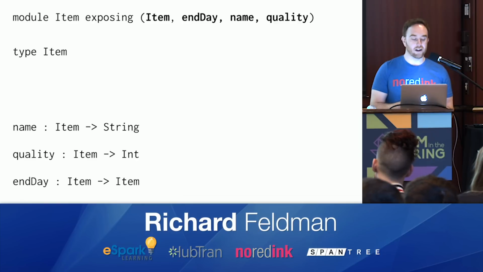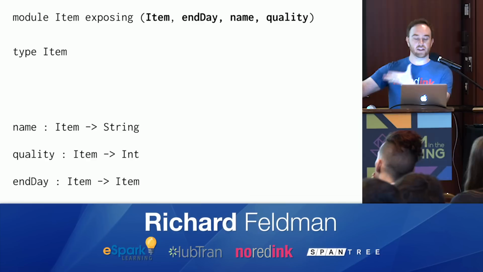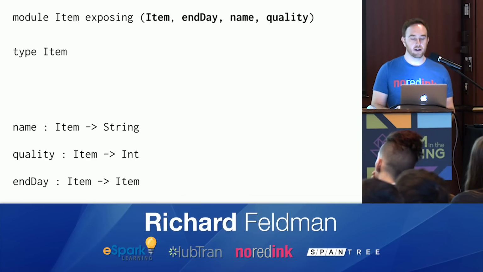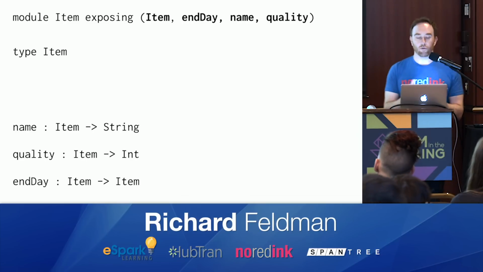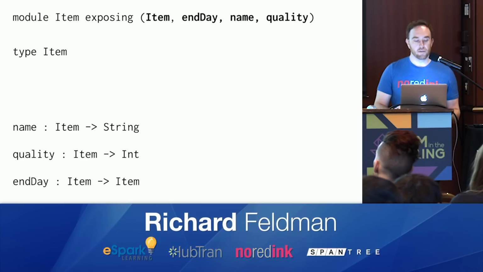We're probably also going to want endDay, which is: okay, it's the end of the day, we need to update everybody's quality. That's going to take an item and return a new item based on having applied all these business logic rules to update the quality. So this is almost everything that we need for our public API for item. We're almost back to where we started.